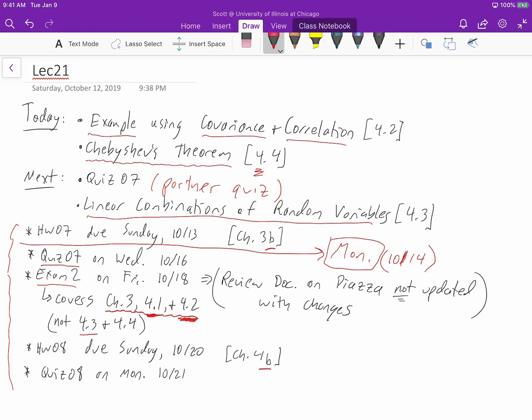What won't be on the exam, which was originally planned to be on the exam, is Chebyshev's theorem and linear combinations of random variables. That will now be saved for a later exam, and that's part of homework 8, and also quiz 8. So homework 8 is now due after the exam on Sunday, and quiz 8 will come on the Monday after the exam.